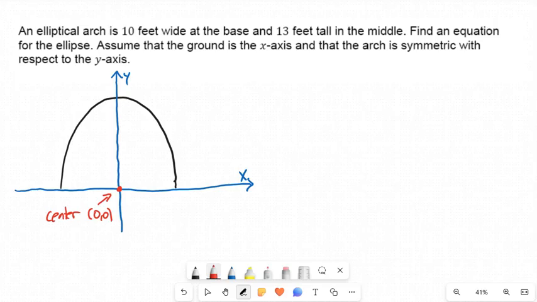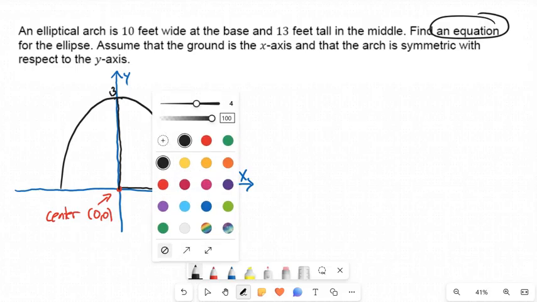In the x direction, if this is going to be 10 feet wide, then the right half is 5 feet wide, which puts this value as 5. And 13 feet tall in the middle, this value, 13. We need to know how far it is from the center to the edges for the standard form, which we're looking for, the equation.